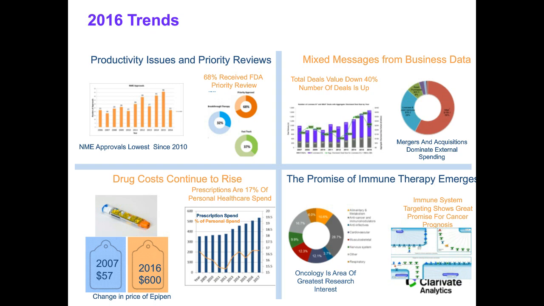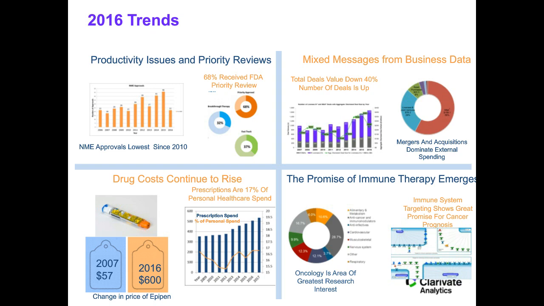These pressures are highlighted in the industry trends in 2016. Starting at the top left, productivity, as measured by NCE approvals, was lower in 2016 than any year since 2010. This has also led to an increased use of priority designations, signaling a changing regulatory environment. The bottom left highlights payer pressures and the increased voice of the customer in the continuing increase in healthcare costs, particularly in the U.S. It's not all bad news.